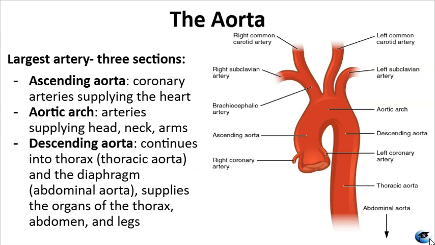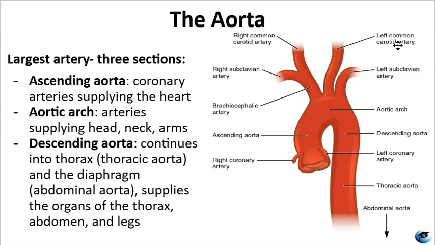Finally, the aorta continues downward as the descending aorta, this part here, and this is subdivided into the thoracic aorta, which passes through the thoracic cavity, and then the abdominal aorta, which runs below the diaphragm and supplies blood to the organs of the thorax, abdomen, and lower limbs.